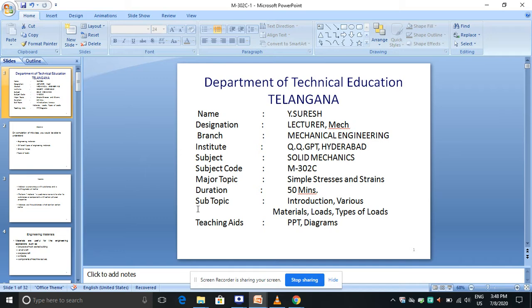I would like to explain the subject, solid mechanics. In that, the major unit, or you can call it content, is simple stresses and strain. In that, the subtopics are introduction to solid mechanics, types of materials, loads, and types of loads. Okay. First, introduction.